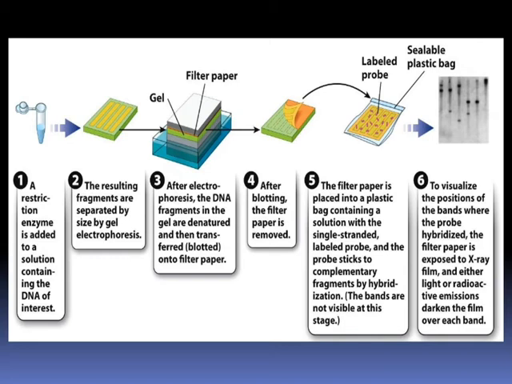Fourth, after blotting, the filter paper is removed, since the DNA has gone to the nylon membrane. Next, the filter paper is placed into a plastic bag containing a solution with the single strand labeled probe, which is complementary to the target of interest. We have already prepared the probe with the complementary sequence, and the probe sticks to the complementary fragments by hybridization. These bonds are not visible at this stage.